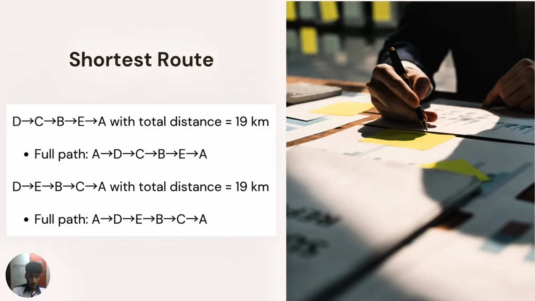So the shortest routes from these 24 possible routes are two: D, C, B, E, A with a total distance of 19 kilometers, and the second is D, E, B, C, A, with a total of 19 kilometers. Next, my groupmate will continue the presentation.